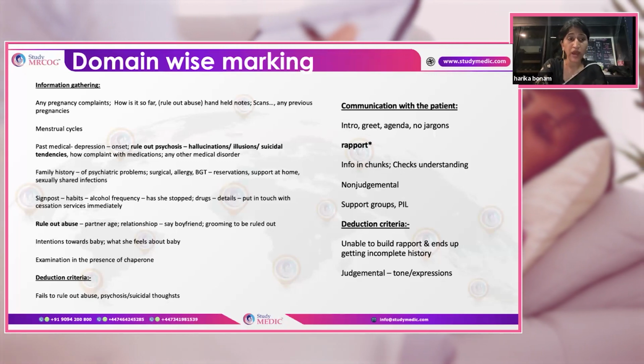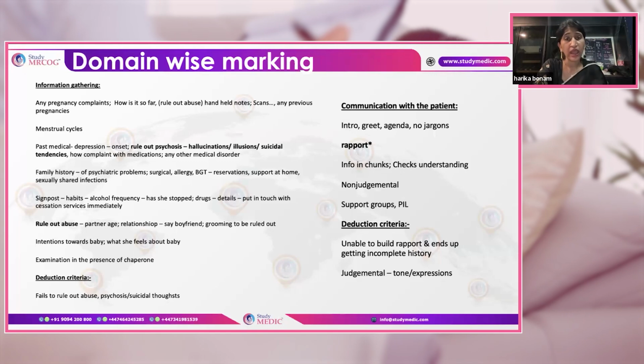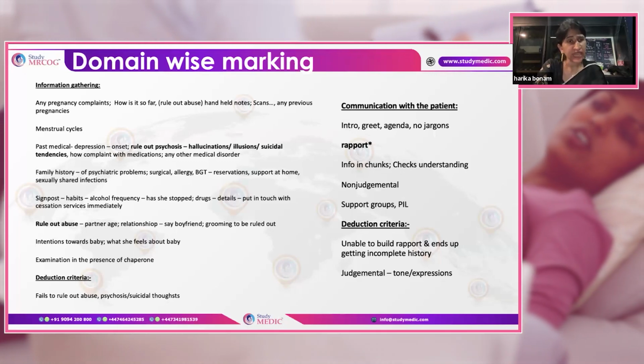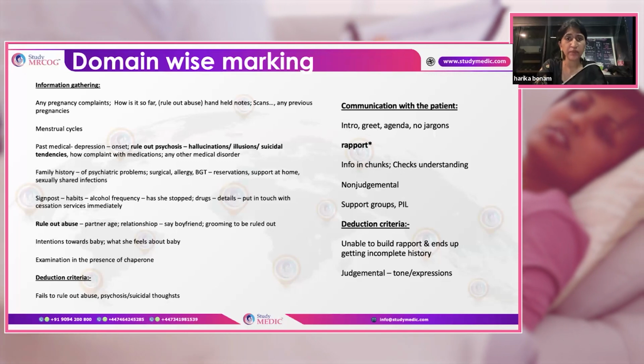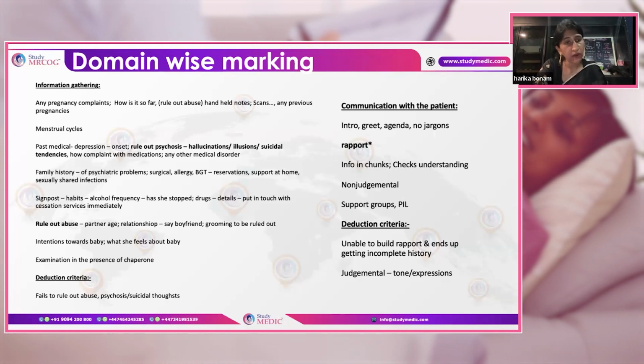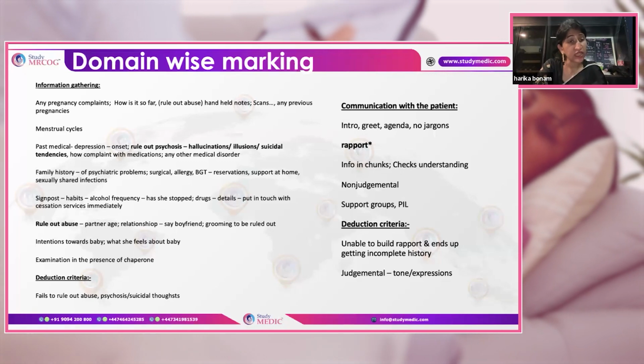You have to ask what the partner's age is, and the relationship status, and then rule out grooming. And ask about any scans in this present pregnancy. Okay. And then about the menstrual cycles, and any medical disorders.